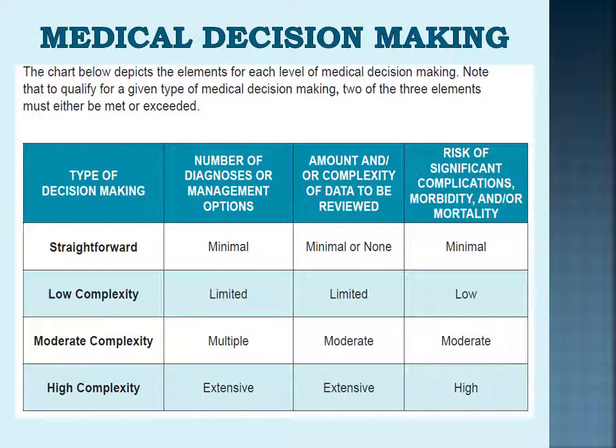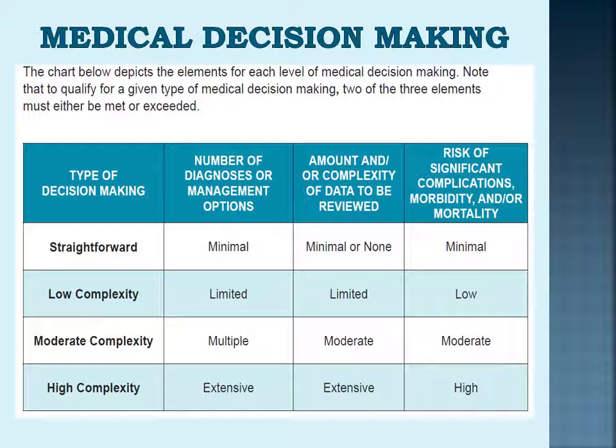The last component of our CPT codes is medical decision making. The chart below looks at the elements that you need for each level of medical decision making. And again, in order to qualify for a given type of that medical decision making, 2 of the 3 elements must either be met or exceeded.